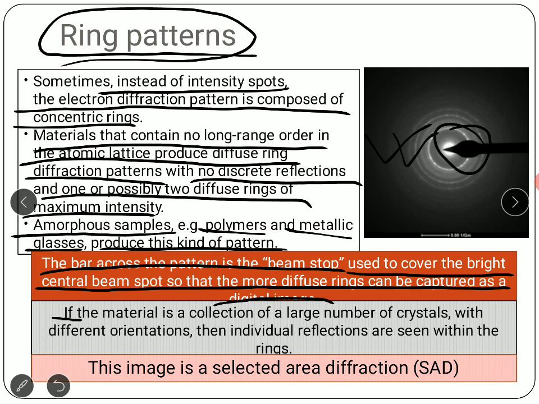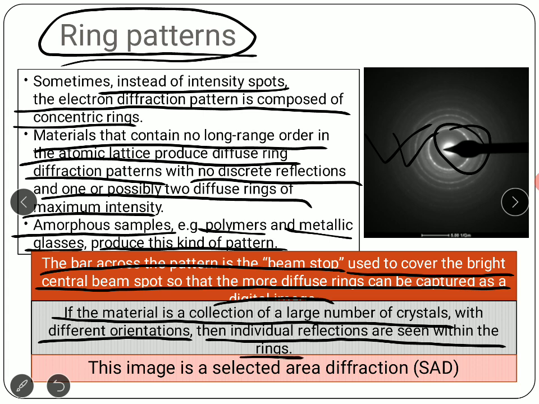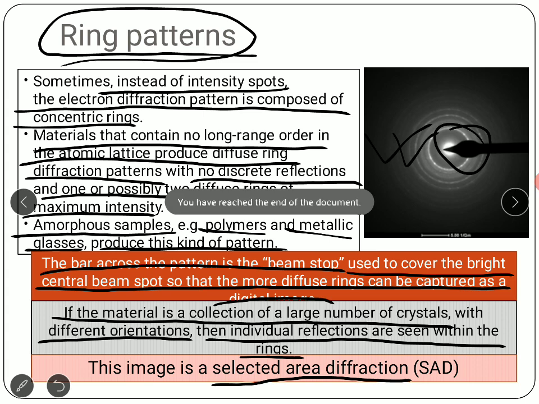Now if the material is a collection of a large number of crystals with different orientations, then individual reflections are seen within the rings. So we can see a number of reflections, and more and more rings will appear if the compound contains more and more elements. This kind of imaging is called selected area diffraction, or selected area electron diffraction. SAED or SAD, both are valid. They use different terms.